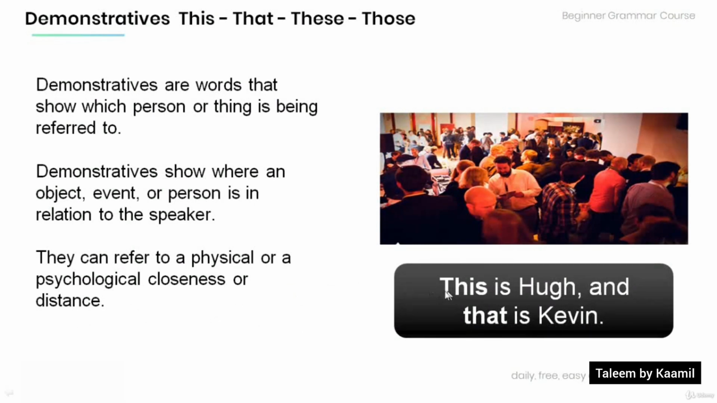Now let's have a look at the example over here. This is Hugh and that is Kevin. Now the demonstrative this is referring to where Hugh is, who is physically close. And the demonstrative that is referring to where Kevin is, who is physically distant.